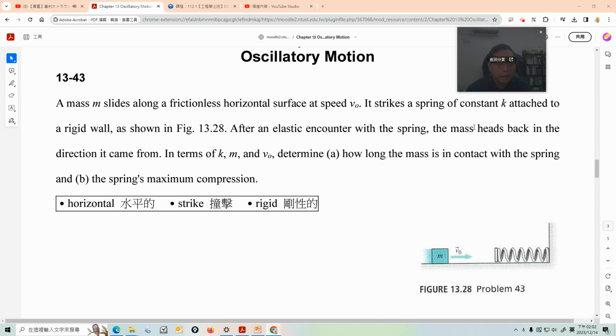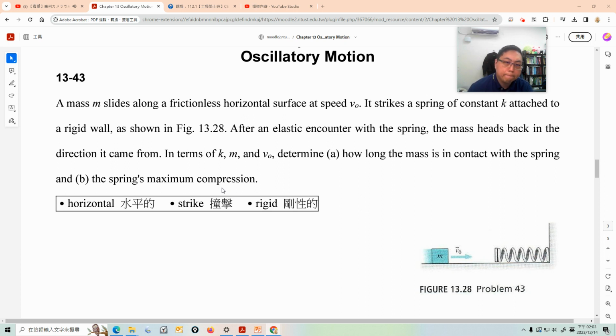It says a mass M slides along a frictionless horizontal surface at speed v0, and it strikes a spring, and the spring has force constant k. After the elastic encounter with the spring, the mass heads back in the direction it came from. This problem wants to find how long the mass is in contact with the spring, in terms of k, m, and v0, and what the maximum compression of the spring is.